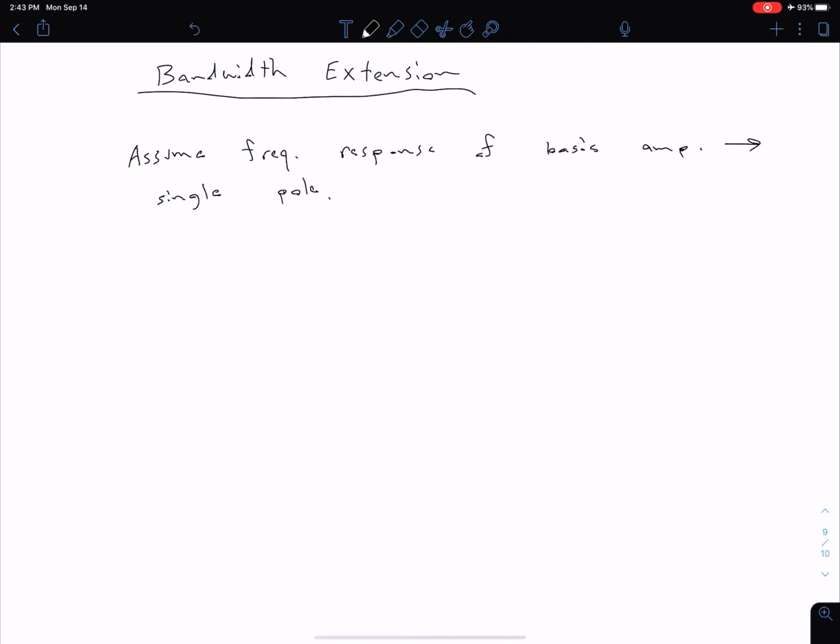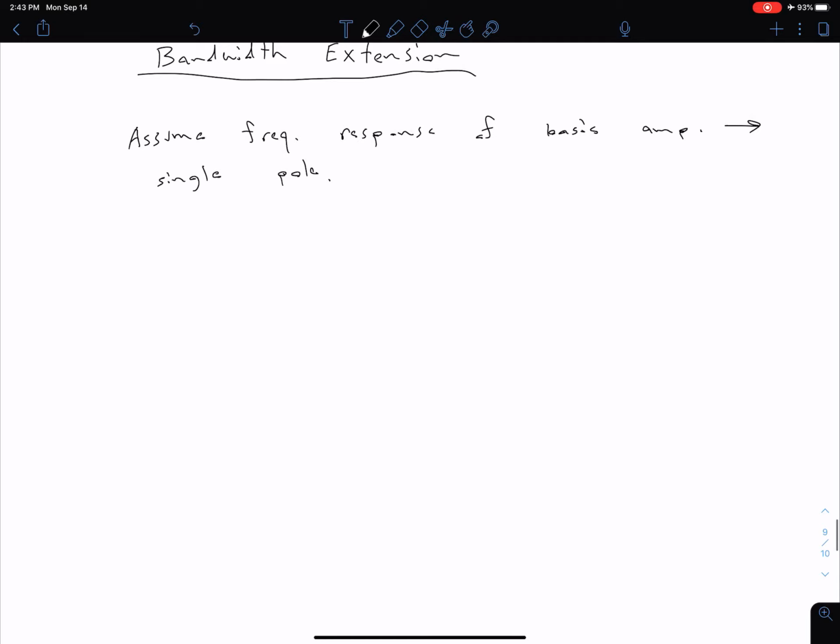And so what that looks like in terms of our transfer function is we have A of S is equal to A naught divided by 1 plus S divided by omega H. I've thrown in a lot of new stuff here, so let me summarize some of these ideas and make sure everybody's on the same page. Here I'm saying that S is equal to J omega.